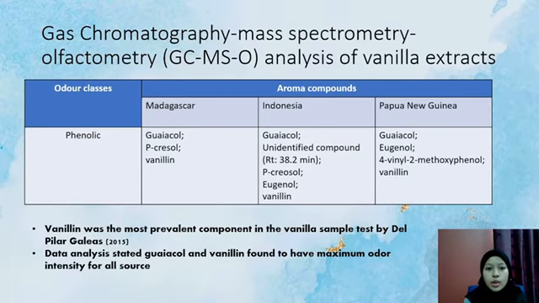From the analysis, we see that the phenolic group aroma chemicals, guaiacol and vanillin, were found in all three vanilla sources. Furthermore, vanillin was the most prevalent component in the vanilla sample tested by Pillar Gallus 2015. Other volatile phenolic compounds, including guaiacol and 4-vinyl guaiacol, were found at significantly lower concentration. Following data of the vanilla extract using GCMSO, guaiacol and vanillin were found to have the maximum odor intensity for all three sources.